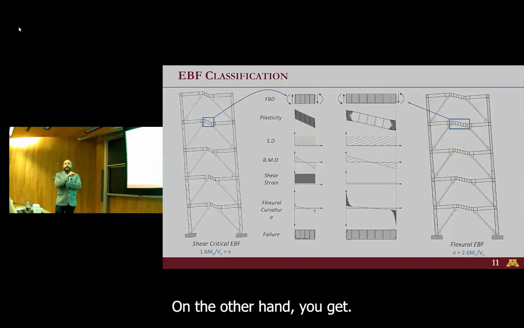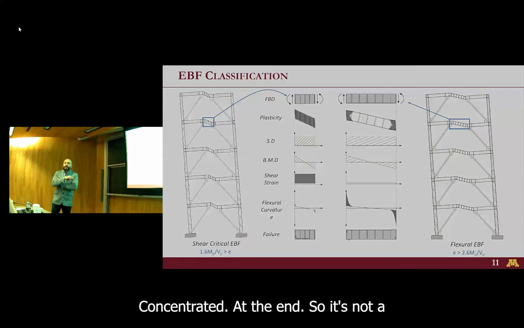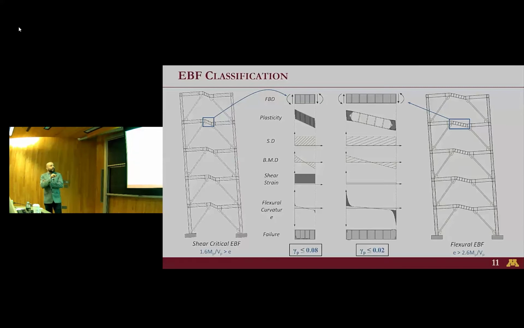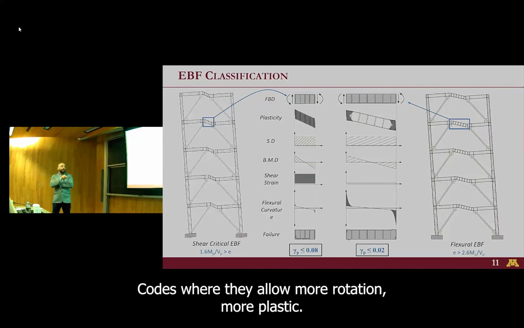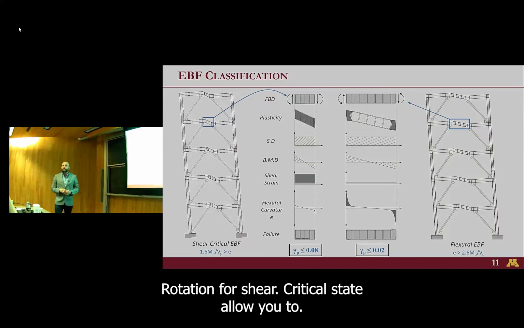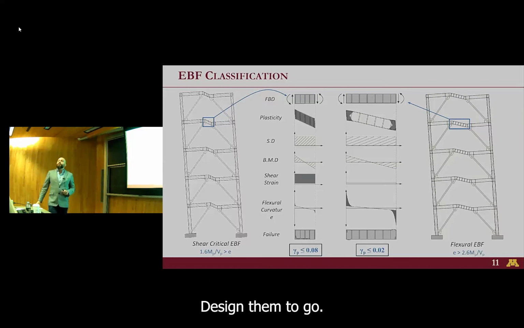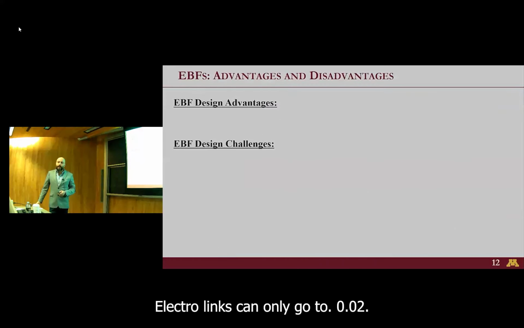In flexural links, on the other hand, you get localized yielding, right? So you get flexural curvature concentrated at the end. So it's not as, I guess, efficient use of the material as shear critical links. And that's recognized by the codes where they allow more rotation, more plastic rotation for shear critical links. They allow you to design them to go to 0.08 radians, whereas flexural links can only go to 0.02.